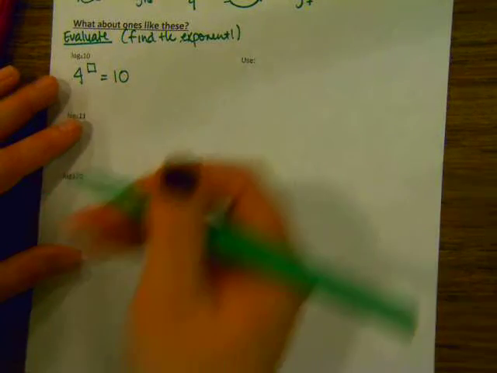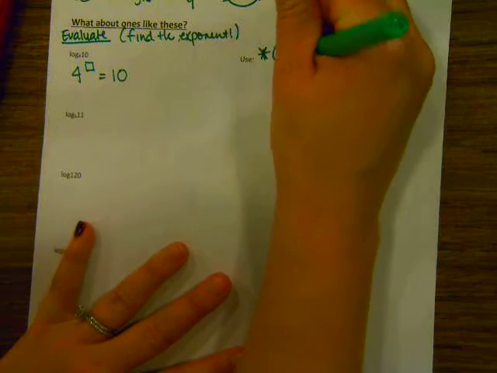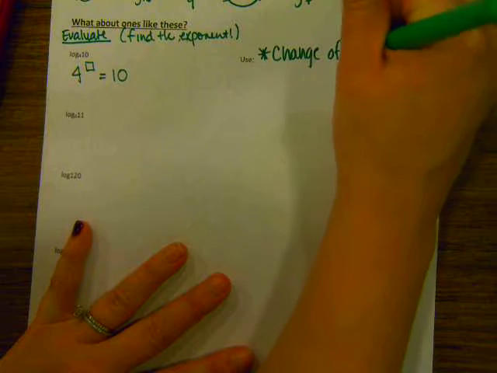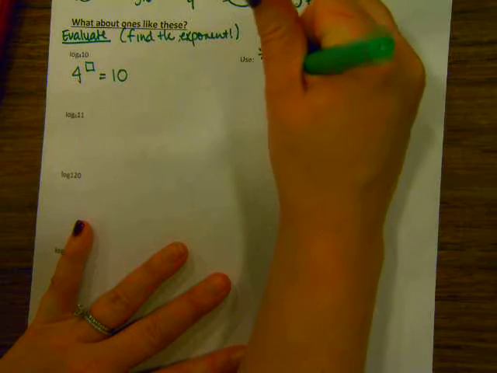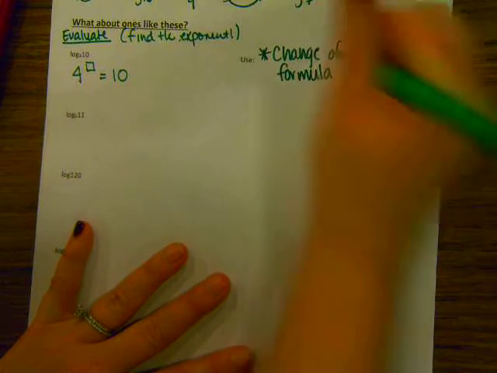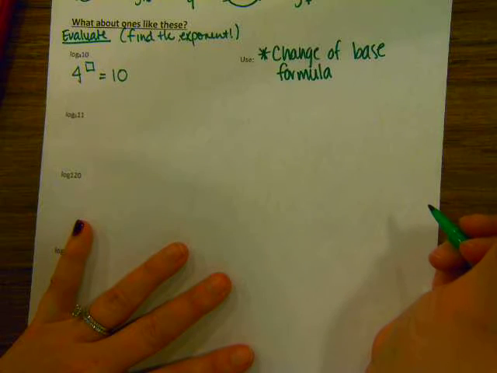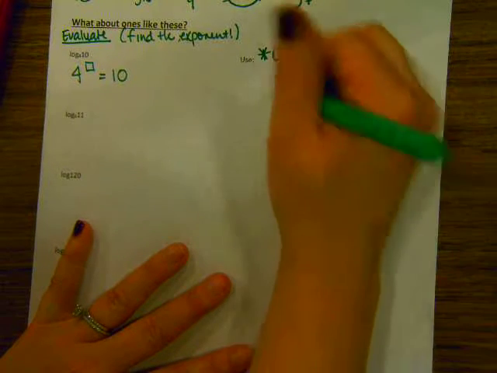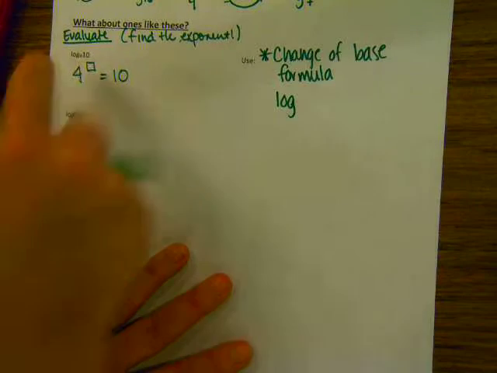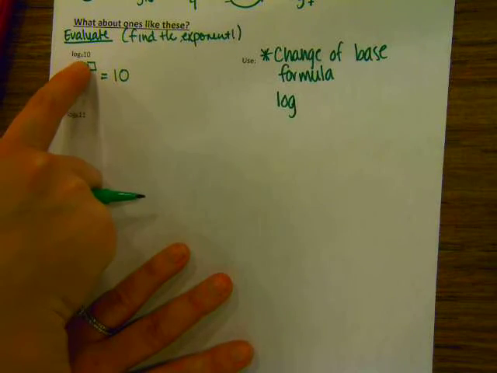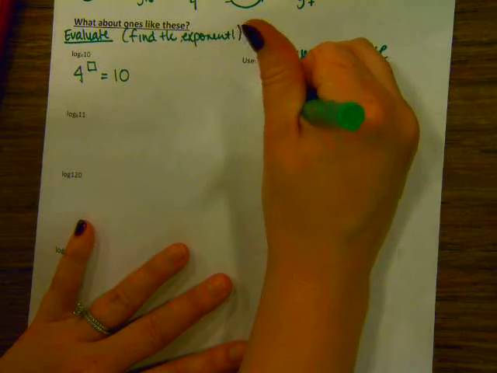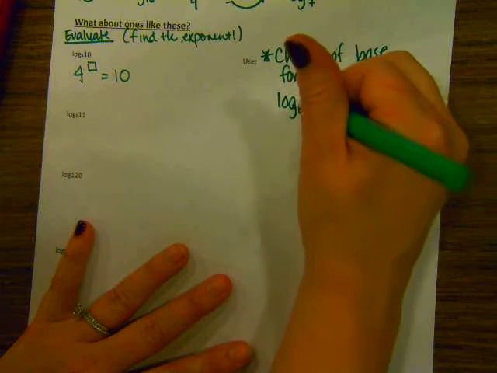For this to work, guys, we're going to use what's called the change of base formula. So here's what it means. Let's say you have a log that we can't figure out, like this one. I can't figure out the exponent. So log base b of something.